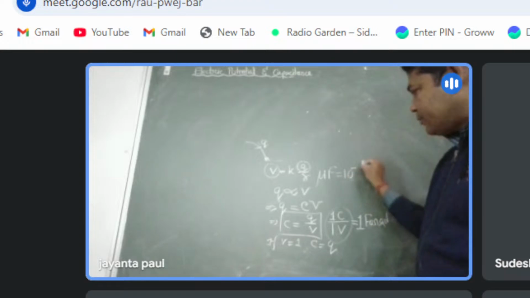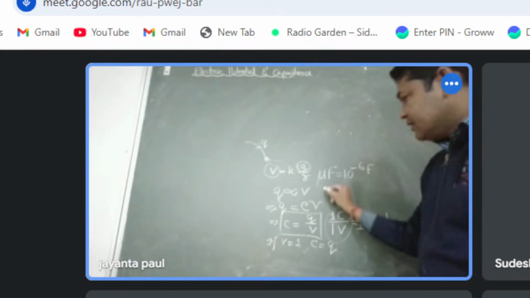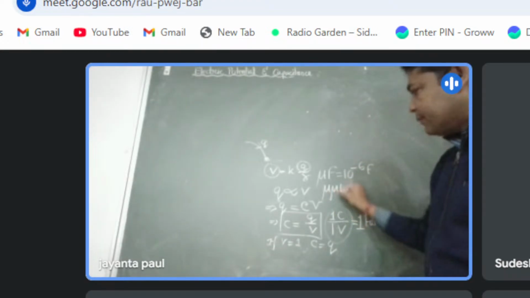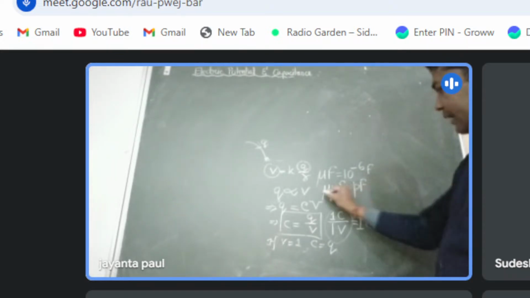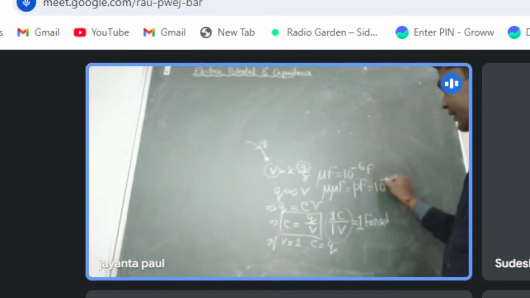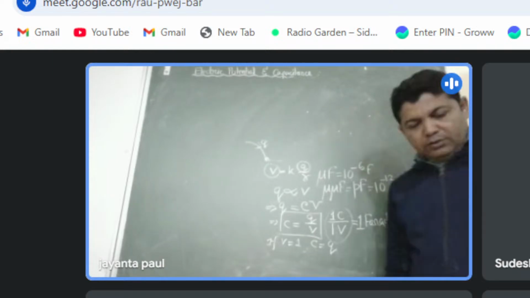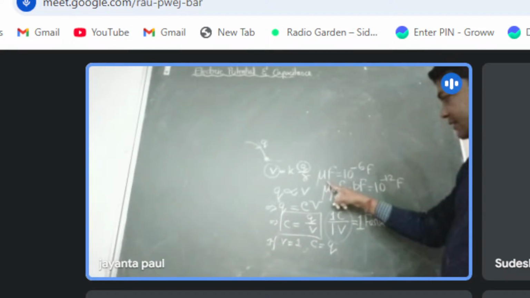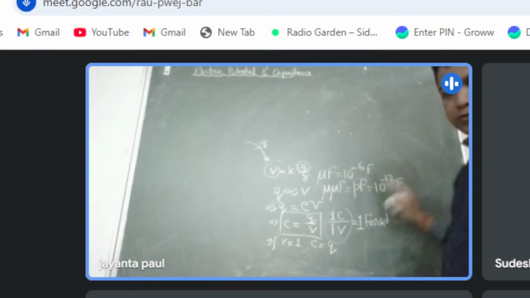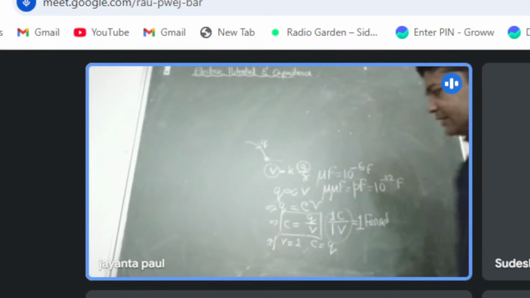So other units: microfarad is there. Micro means 10 to the power minus 6 farad. Then double microfarad, उसको picofarad भी कहा जाता है. Picofarad मतलब double micro, that is 10 to the power minus 12 farad. These are the things you have to know, that microfarad is 10 to the power minus 6. Picofarad मतलब डबल माइक्रो, तो 10 to the power minus 6 minus 6, so 10 to the power minus 12 farad. These are the things related to capacitance.